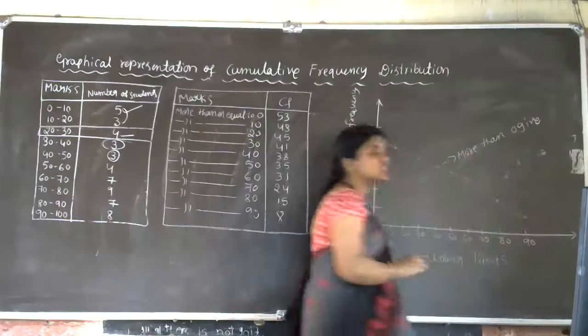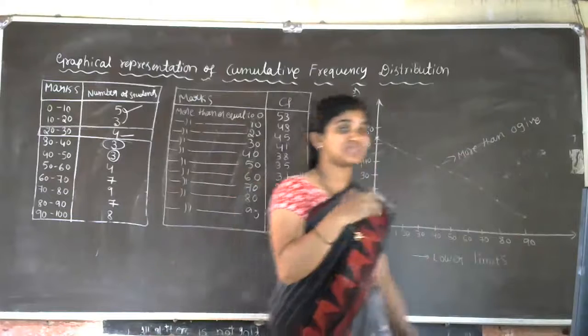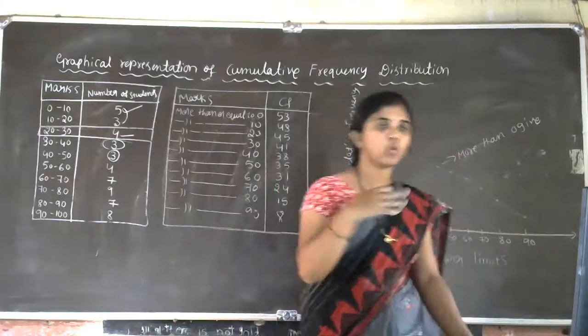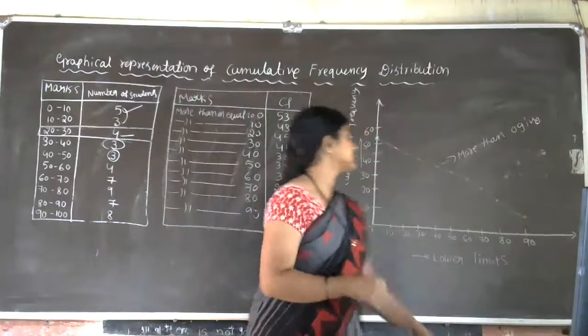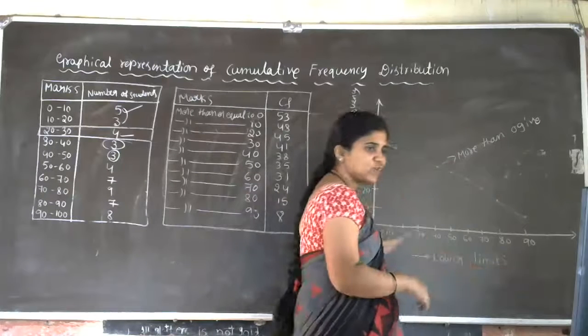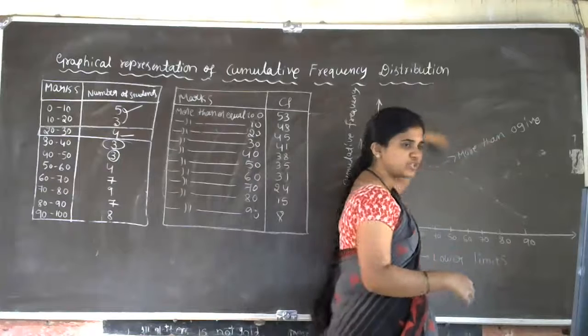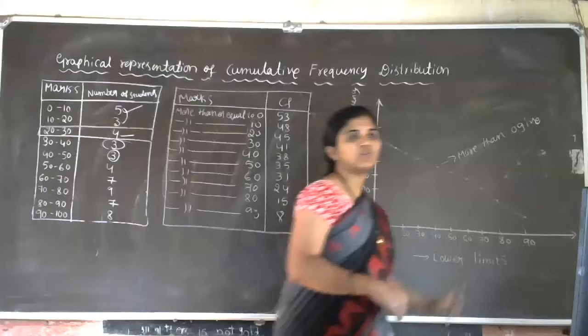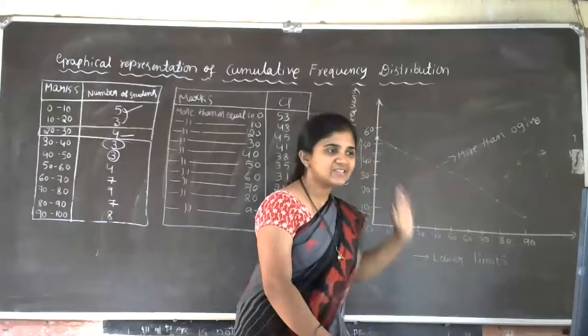The spelling is ogive, and we'll pronounce it as ogive. Got the idea of the more than ogive? Less than ogive is like this, and more than ogive is like this, in the downward direction. Is that clear? This is the more than ogive.